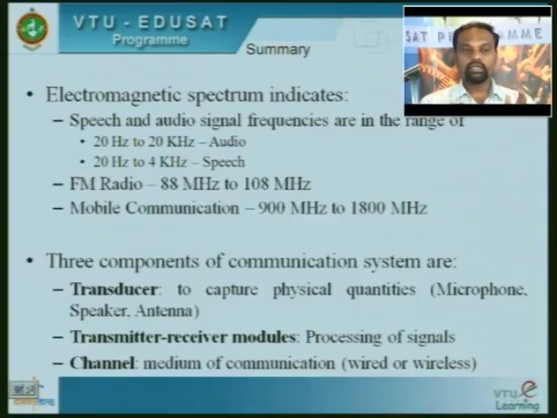Now the signals that are captured by the transducer are processed both at the transmitter side as well as at the receiver side. We call these the transmitter receiver modules, and they are particularly used for processing of signals. Once the signals are processed by the transmitter, the signal has to travel over a medium, and we call that medium a channel. This channel can be either wired or wireless. The signal travels on the channel in terms of an electromagnetic wave, and it is received at the receiver for further processing, and this is what happens in a wireless communication system.